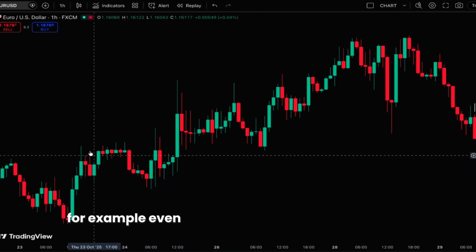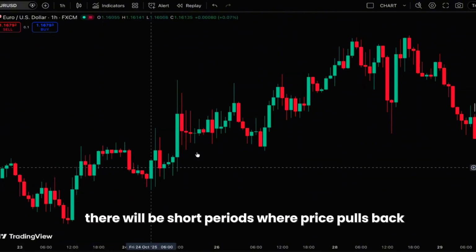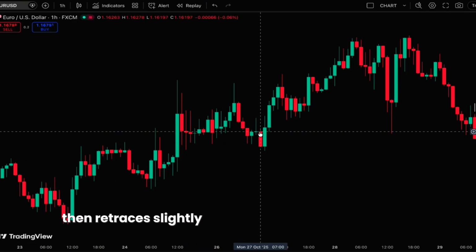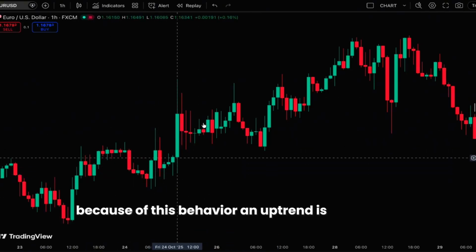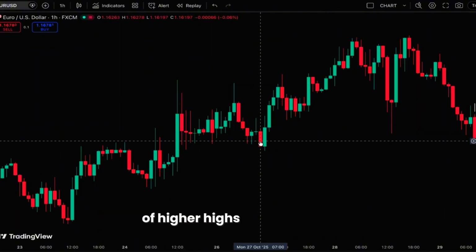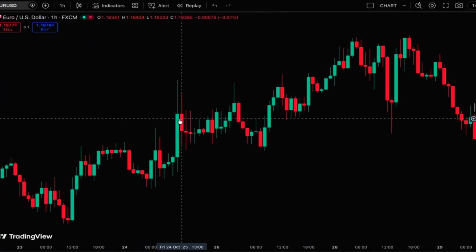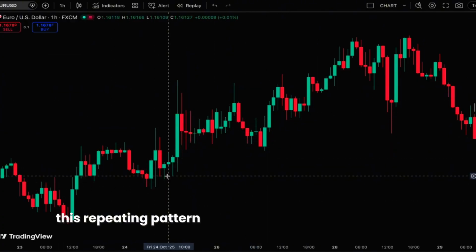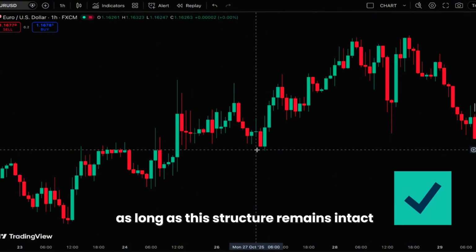For example, even when the overall direction is upward, there will be short periods where price pulls back. This creates a structure where price pushes higher, then retraces slightly, and then continues upward again. Because of this behavior, an uptrend is defined by a sequence of higher highs and higher lows. Each new high is above the previous high, and each new low is above the previous low. This repeating pattern forms the foundation of an uptrend. As long as this structure remains intact, the market is considered to be trending upward.